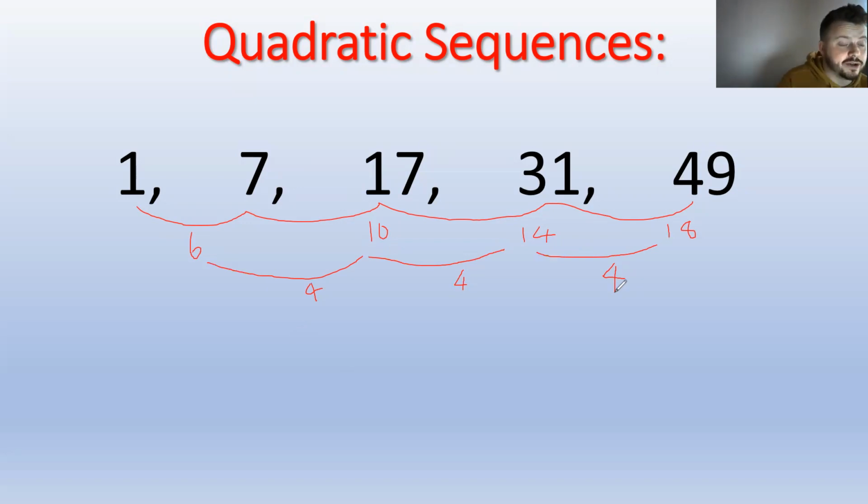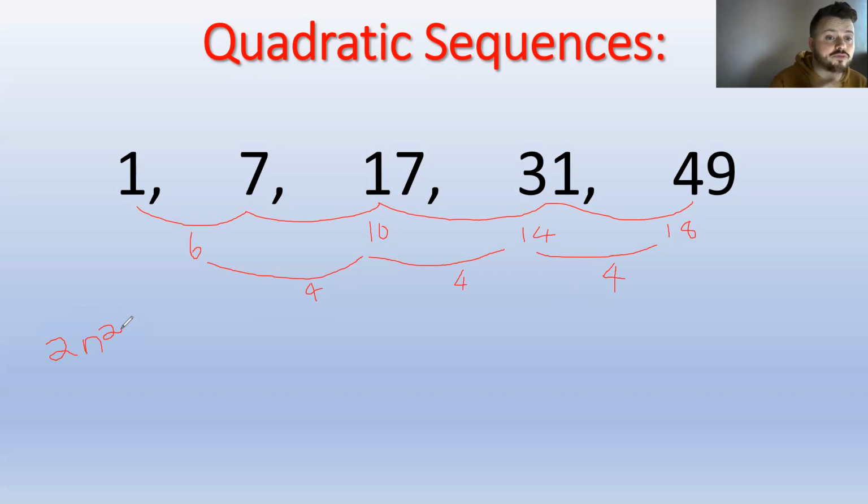Now remember, what we need to do next is we need to halve this second difference. So that becomes 2. Half of 4 is 2. That's going to form the first part of my nth term. And then remember, we always follow it with n squared. So 2n squared. So that's the first part of my nth term.